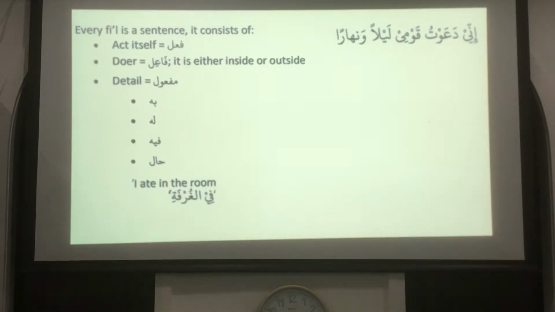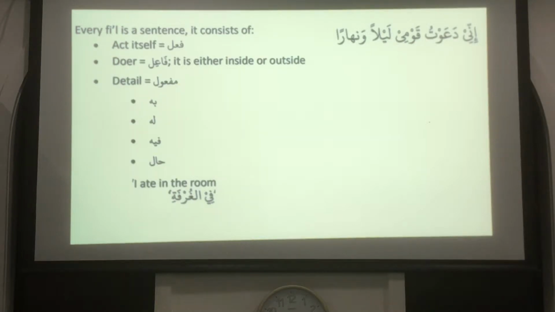What is the first word? Inni. How many words are there in Inni? Two words. What's the first word? No, the first word is not in. It is Inna and ana. Inna and ana together.